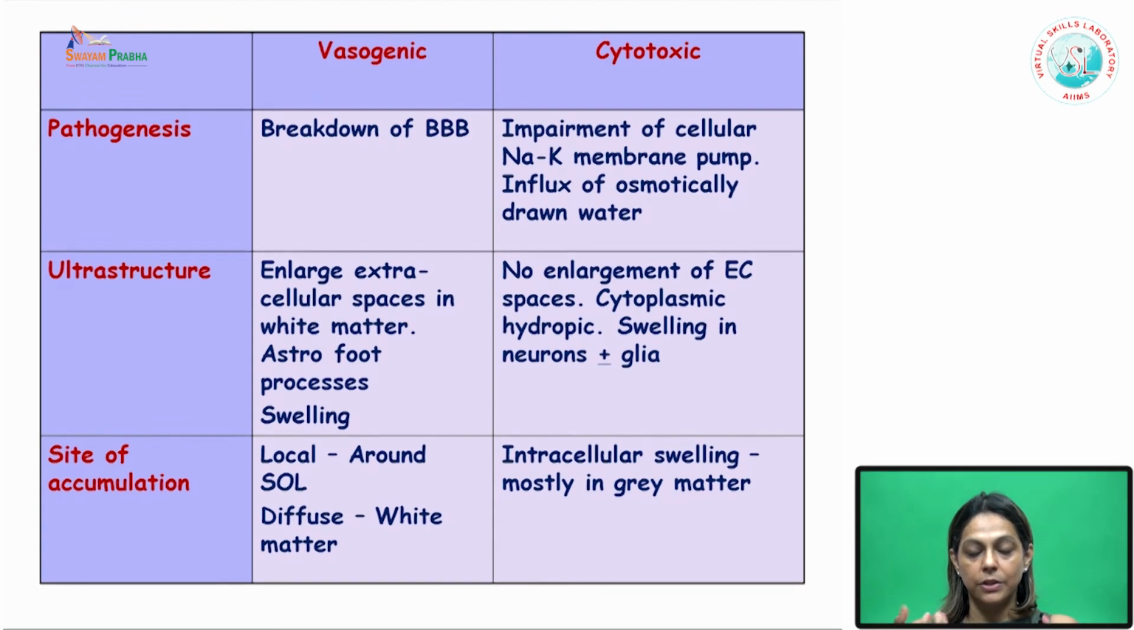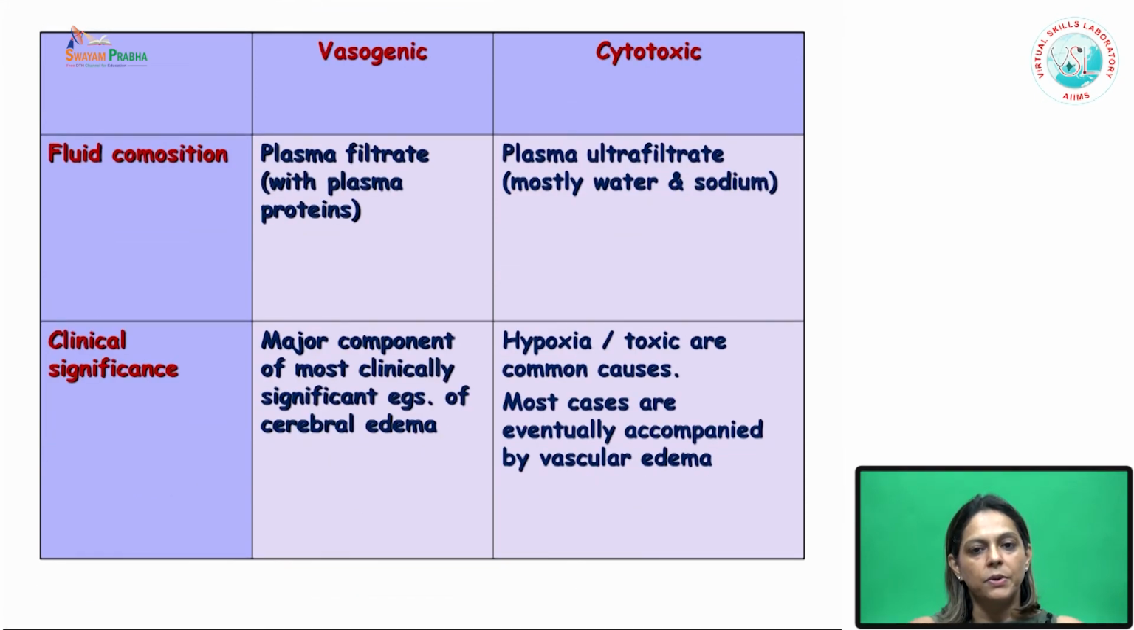It can be swelling in the neurons or in the glial cells. In vasogenic edema, you will see accumulation of fluid either around the space occupying lesion or it would be diffuse in the white matter, but in the cytotoxic edema, the swelling would be inside the cells. So that is the basic difference between these two processes. The fluid component in the vasogenic edema is plasma filtrate, whereas in cytotoxic edema, it is plasma ultrafiltrate. But vasogenic edema is much more common as compared to cytotoxic edema.